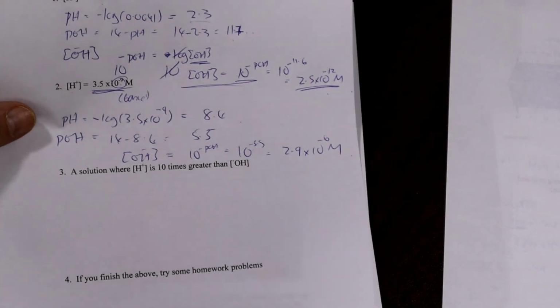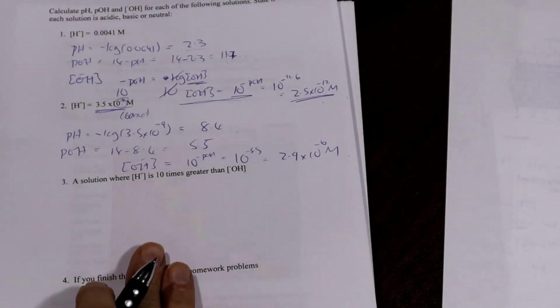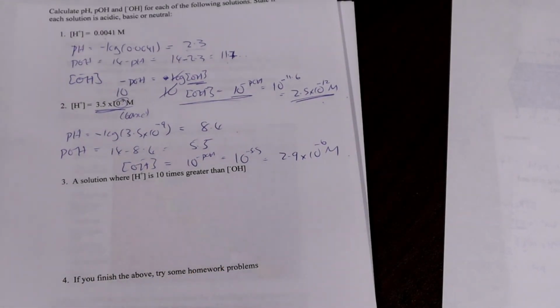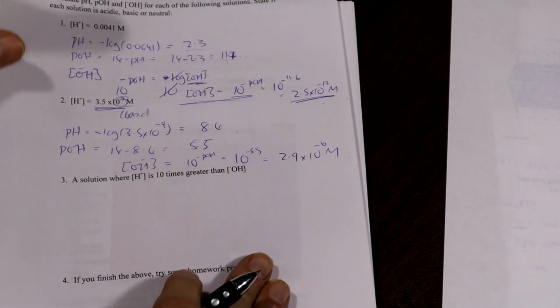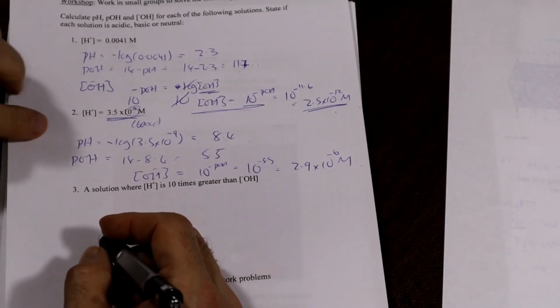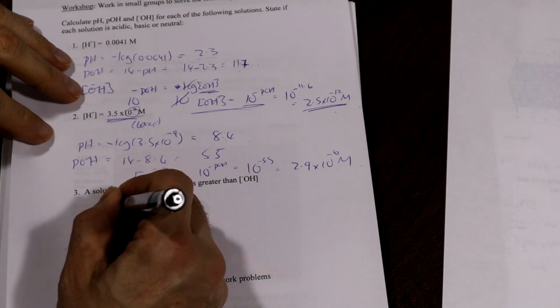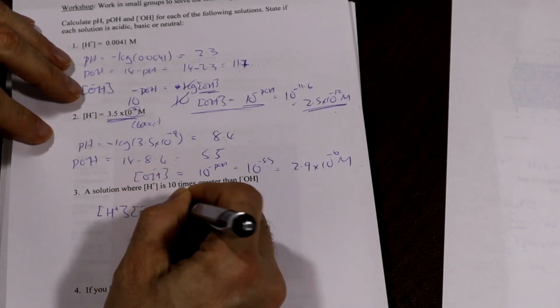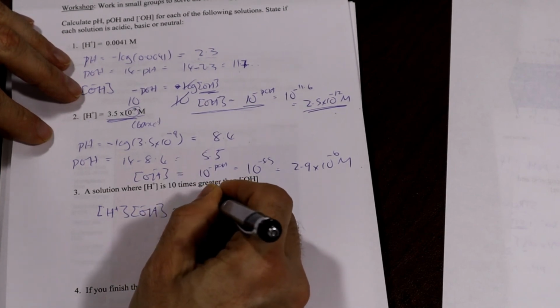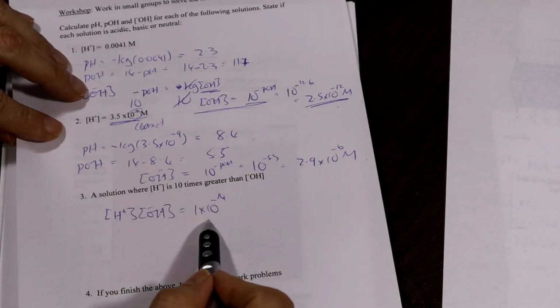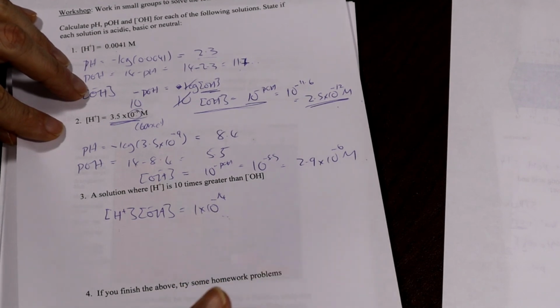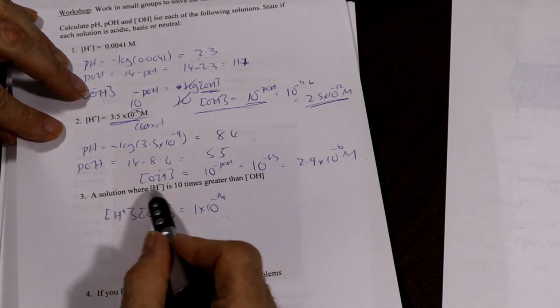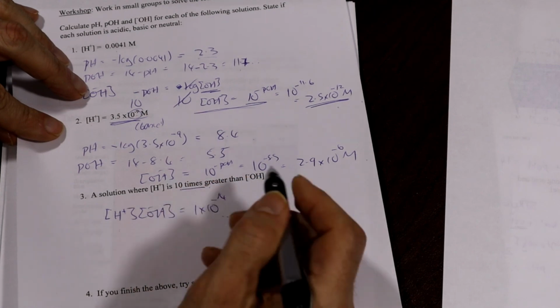Now, next one, question 3. It's an algebra problem, ladies and gentlemen. It's an algebra problem, okay? So you may be looking at that and thinking, how the heck do I work this out? So remember, H plus times OH minus equals 10 to the minus 14. In other words, Kw, right? That's Kw.